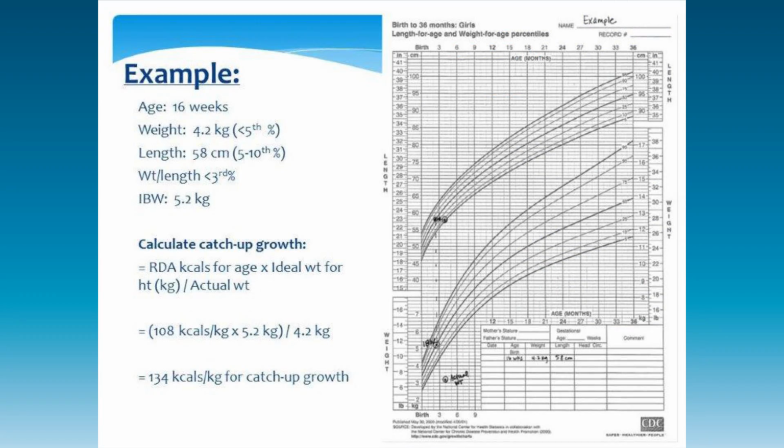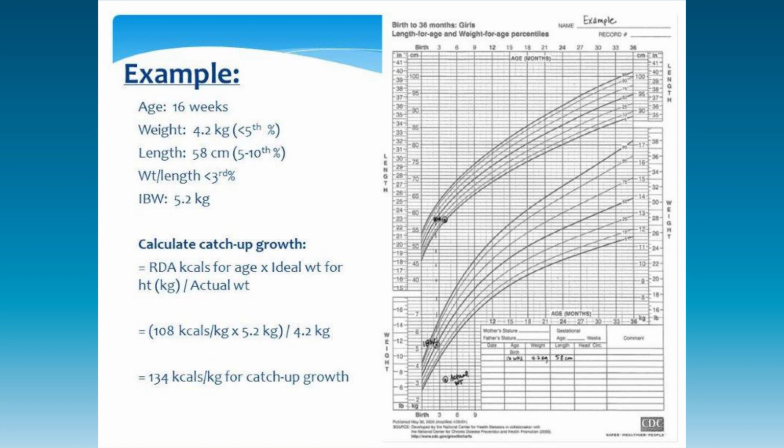So here's an example. You have, let's say, a 16-week-old infant. This is a girl. Her weight is 4.2 kilograms, and I know this is kind of hard to see, but she's 4 months. So she's plotting at 4.2. You can see her actual weight. She's way below the growth chart there. And then her length is 58 centimeters, so that's actually plotting in between the 5th and 10th percentile, right there, okay? So then, if you plot her weight for length, which is on the back of the growth chart, that's going to be below the 5th percentile or below the 3rd percentile also.